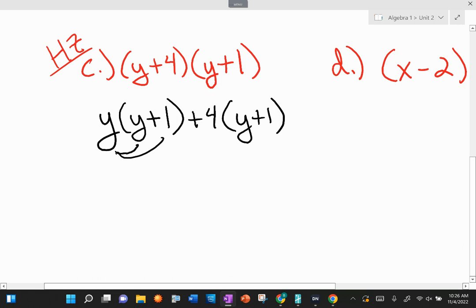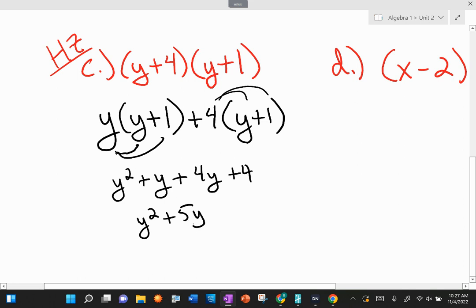So for the horizontal method, you're going to split the first polynomial in half. You'll take y, this one right here, and multiply it to the second. So y times y gives you y squared. Y times 1 gives you plus y. Then we do the same thing with the 4, and you have to take it to both of those. 4 times y gives you 4y, and 4 times 1 gives you 4. Then you're just combining like terms, so you should get y squared plus 5y plus 4.